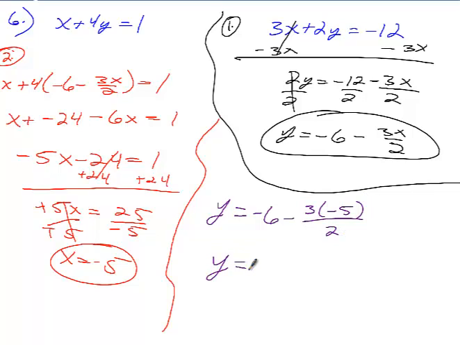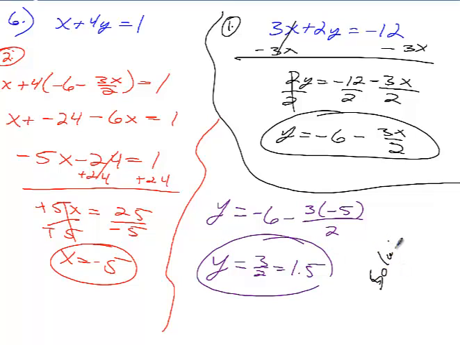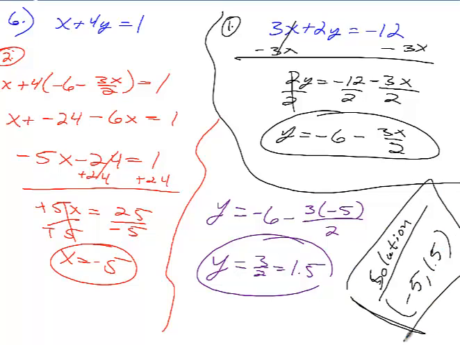So negative 3 times negative 5 is positive 15. 15 over 2 is 7.5. Take away 6 is going to be a 1.5. So this should be 3 over 2 or 1.5. So your final solution is going to be negative 5, 1.5. That looks really kind of goofy, so I'm going to write it out as a fraction. 3 over 2. Okay? Everybody good?